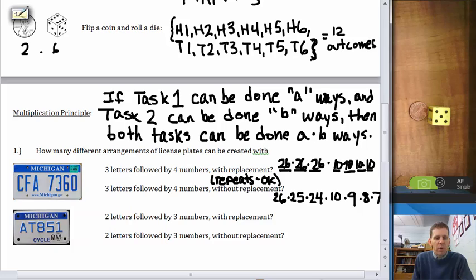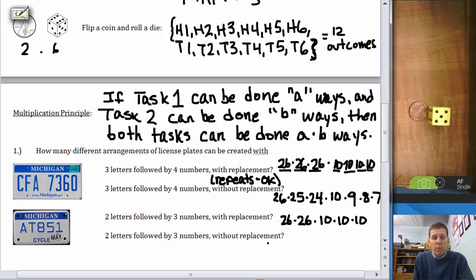Now, what if you have a license plate that starts with 2 letters followed by 3 numbers? With replacement, for 2 letters, the first 2 letters can be anything. You can repeat them, so you have 26 choices for each letter. For your 3 numbers, 10 times 10 times 10. 10 choices for the first digit. You could choose any of those same 10 digits for the second digit or for the third digit.